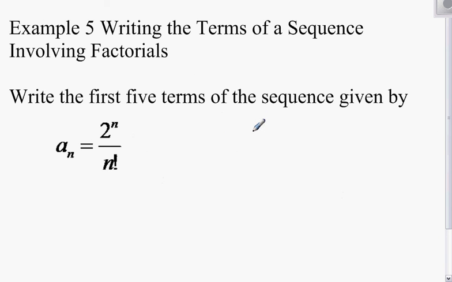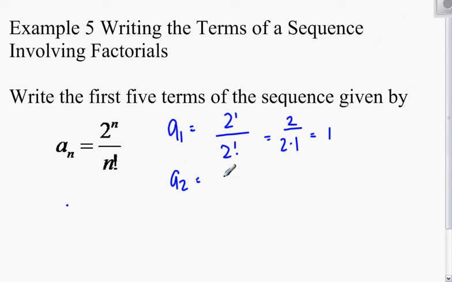Okay, so writing the terms of a sequence involving factorials. I want you to write the first 5 terms of the sequence given by a sub n equals 2 to the nth power over n factorial. Let's start at a sub 1. I've got 2 to the first over 1 factorial. 2 to the first power is just 2 over 1 factorial, which is 2 times 1. So I get 2 over 2 is 1. Now we have a sub 2. We have 2 to the second power over 2 factorial. So I've got 2 squared, which is 4, over 2 times 2.